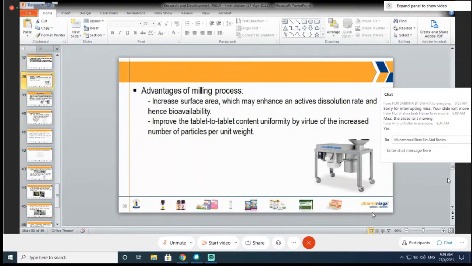The milling process is very important in order to increase the surface area of the granules and particles, which enhances the dissolution and also the product bioavailability when taken by the patient. The milling process is also important to improve the content uniformity of the tablet.